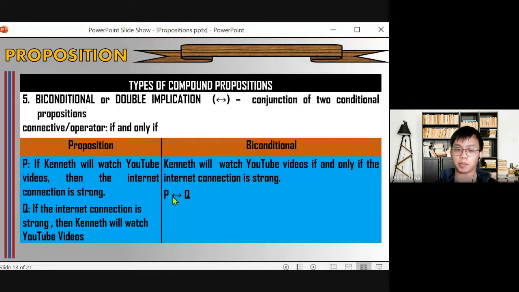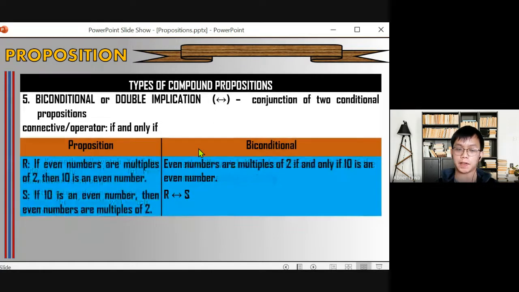Ibig sabihin, pwedeng magkapalit yung Q and P dito. Q if and only if P. Okay. So we're going to use here two-sided arrows. Okay. And then we have here another example.